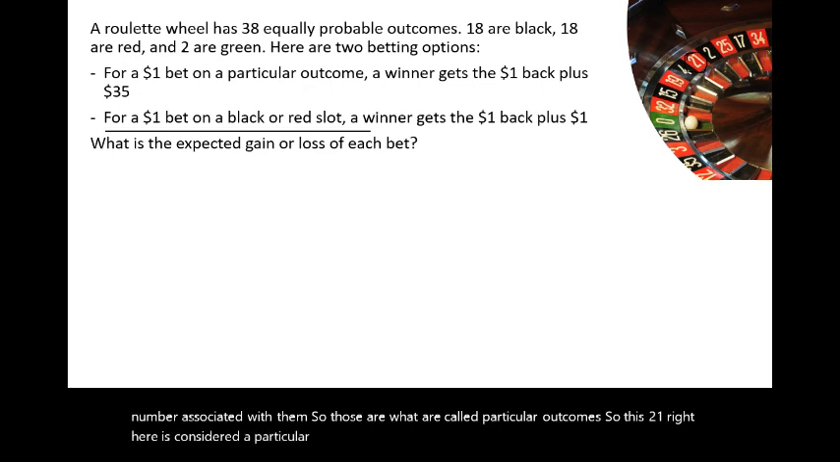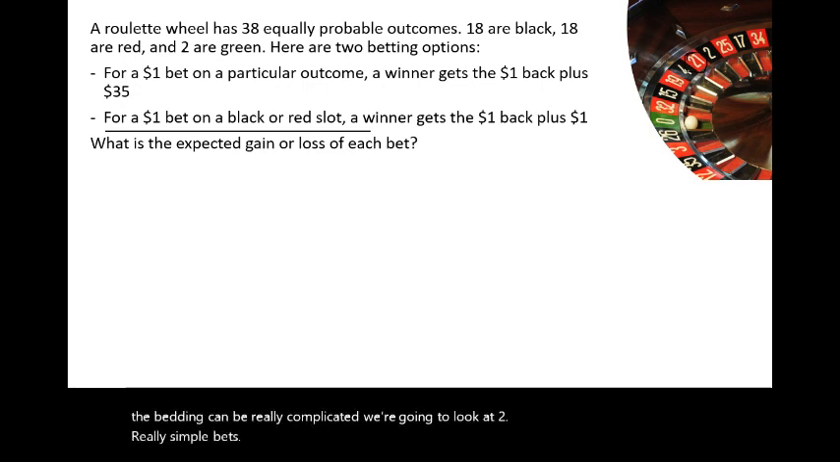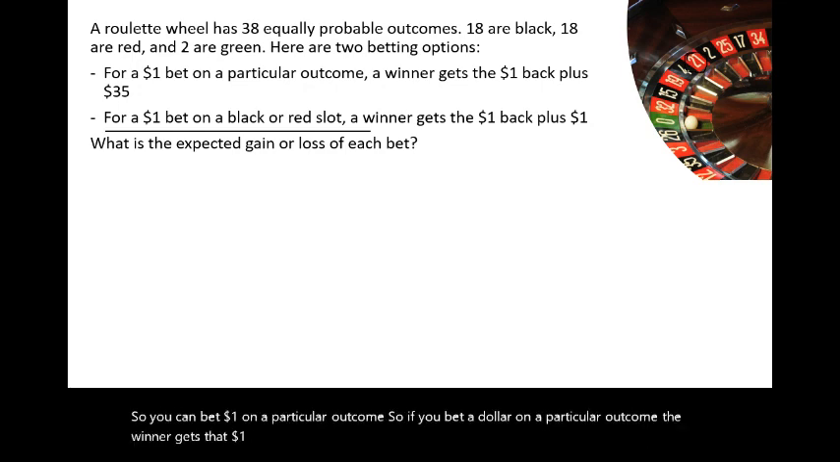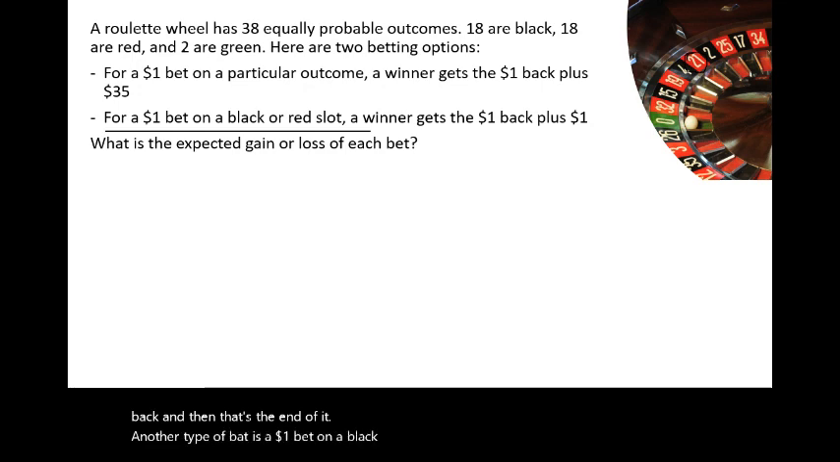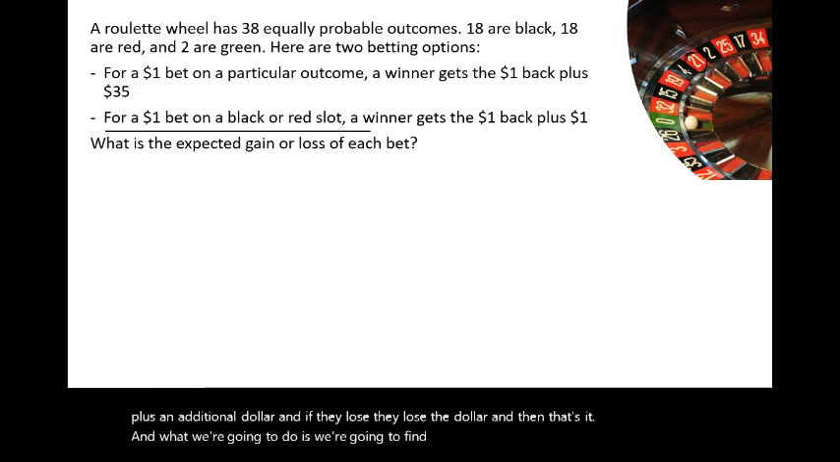While roulette wheels can be really complicated and the betting can be really complicated, we're going to look at 2 really simple bets. You can bet $1 on a particular outcome. If you bet $1 on a particular outcome, the winner gets that $1 back plus an additional $35. And if they lose, they don't get that dollar back, and that's the end of it. Another type of bet is a $1 bet on a black or red slot. If they win, the winner gets that $1 back plus an additional dollar. And if they lose the dollar, that's it. And what we're going to do is find the expected gain or loss of each bet.